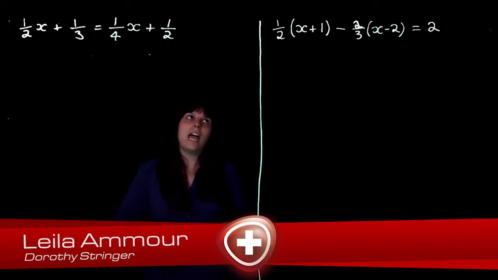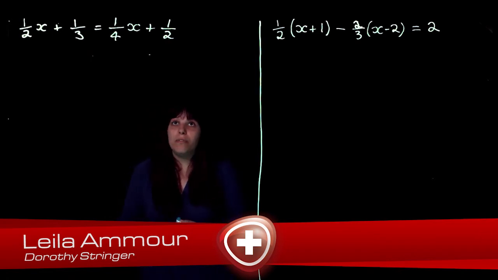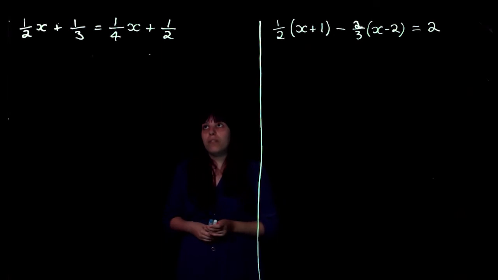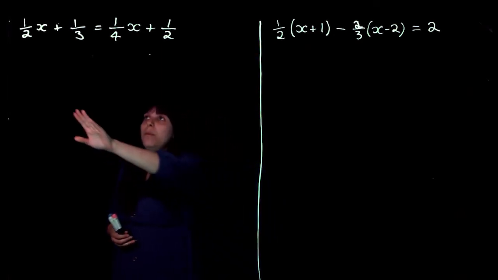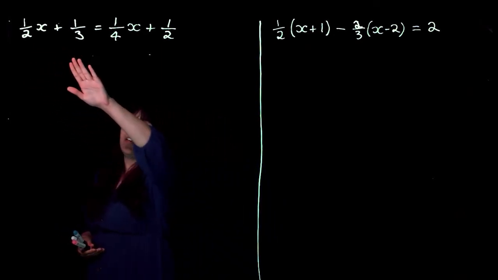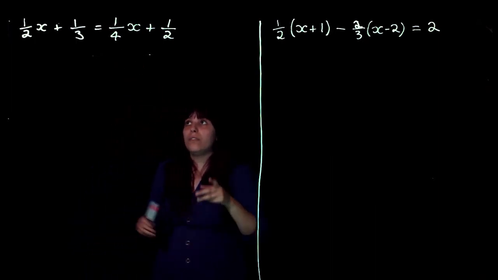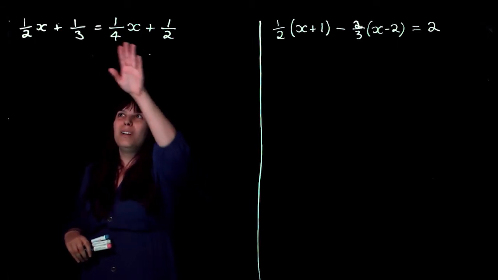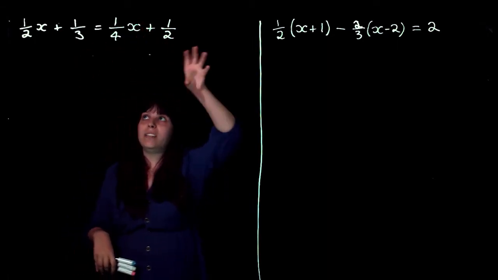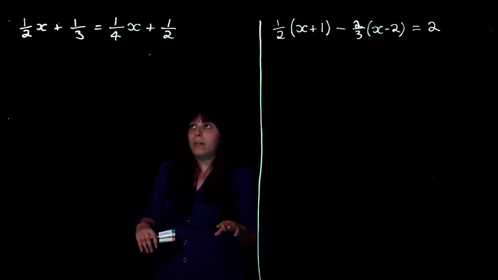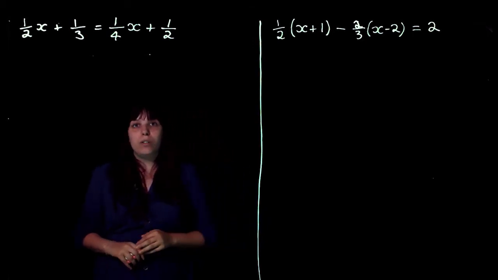So we've already looked at solving linear equations with fractions in them, but we're now going to look at a different type of them. So here we've got a half x plus a third equals a quarter x plus a half. Normally we'd look for the smallest x, but we don't want to start taking fractional x's away and it makes it more complicated. So an easier way of doing this is to find a common denominator.